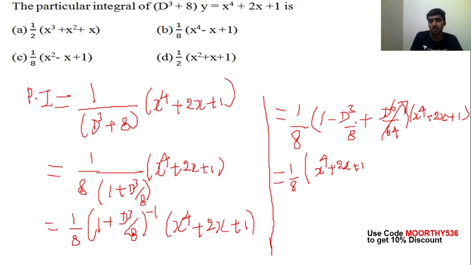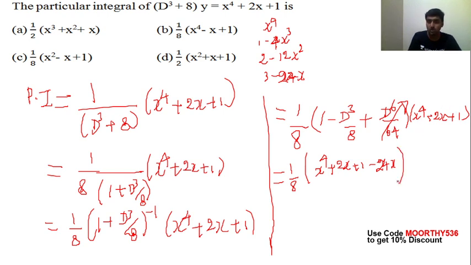Now the 3 times differentiation. 1 time differentiation of the equation, when you are 1 time differentiating, it is 4 into x cube. Second time it's 12 into x square. Third time 24 into x. Now multiply, minus 24 into x. Now 3 time differentiation of the 2x is equal to 0. So this is the equation.